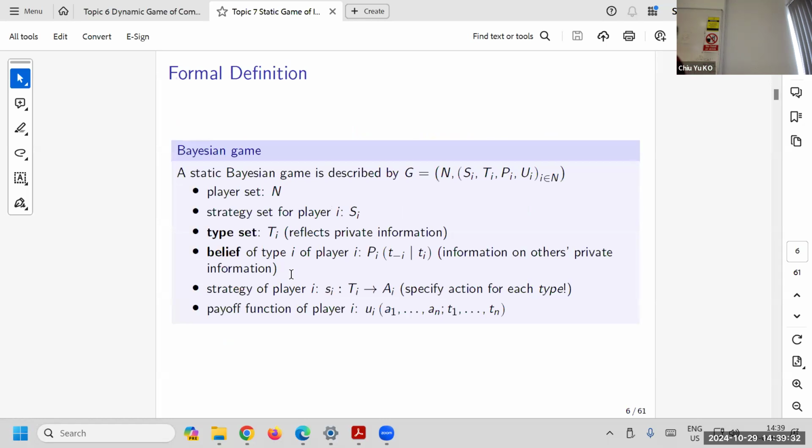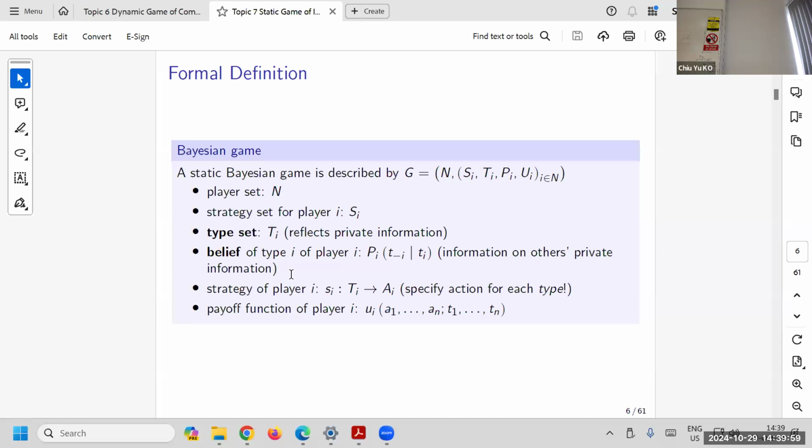Now we start the game. The game is not surprising, not complicated, okay? The game can be described by 5 elements. The first one is well known, N is who are the players, okay? The second, S, is also well known, what is the strategy, right? That's a complication here, but the strategy is what can you do, okay?